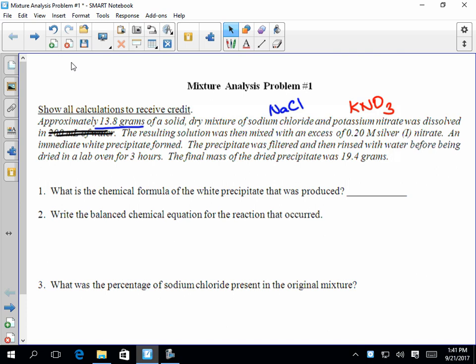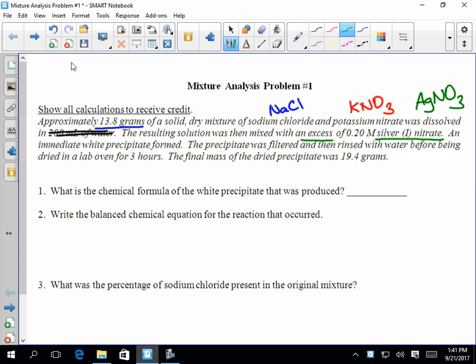The resulting solution was then mixed with an excess. Excess is a key word there, of 0.20 molar silver 1 nitrate. That is AgNO3. The 0.20 molar being in excess, since it's in excess, nobody cares. That's extra information. Okay? Will you give us extra information in problems? Yes. It's your job to say, he mentioned they did this experiment on a Tuesday. I don't know why that's important. Do you divide by 2 on a Tuesday? No. You have to know what's important and know what's not.